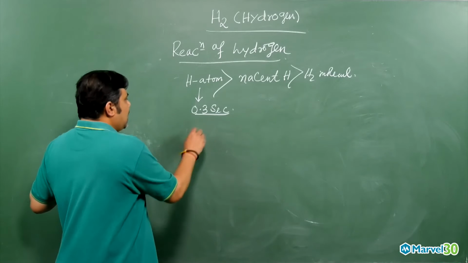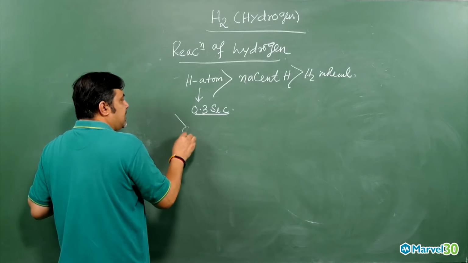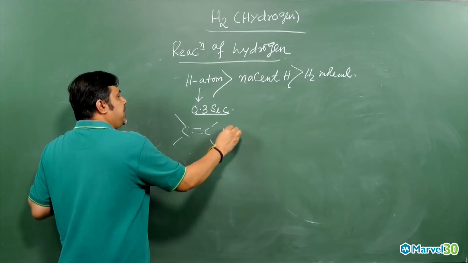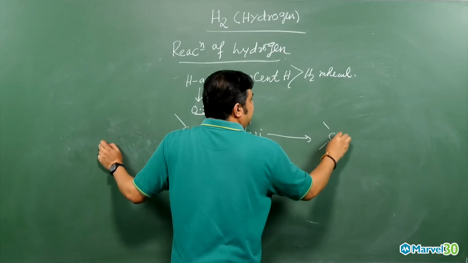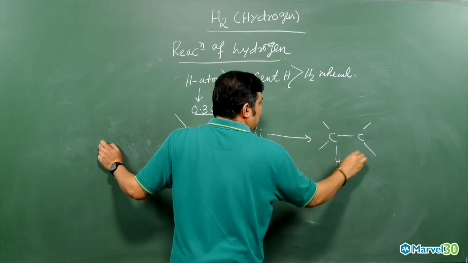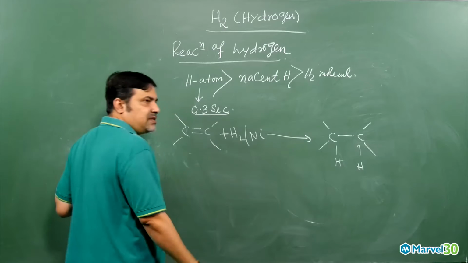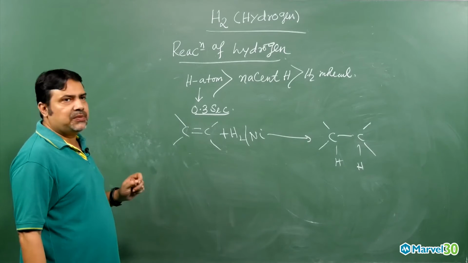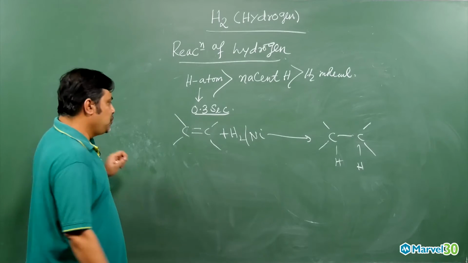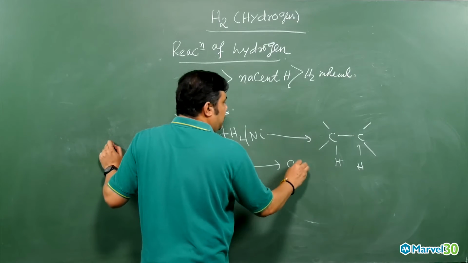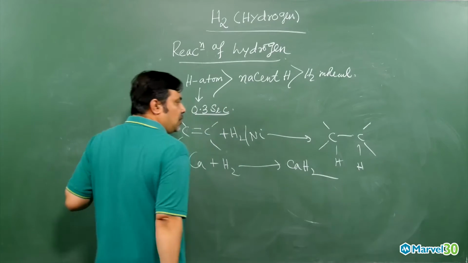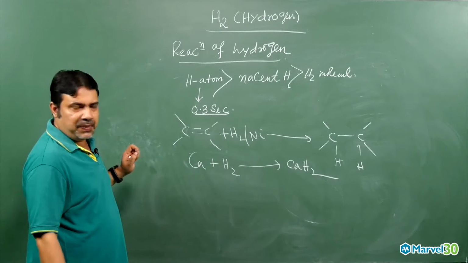Already we know the hydrogenation reaction. If you take the alkene and treat it with hydrogen and nickel, the hydrogenation reaction, you know, is a syn addition; this hydrogen will add over here. Already you know these reactions, my dear. So this is one of the reactions of hydrogen. Suppose with a metal, if you take calcium and hydrogen, then immediately it will form calcium hydride. Very simple reaction.